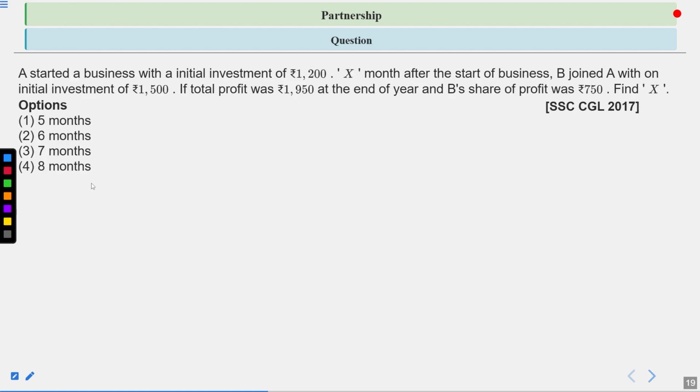A started a business with an initial investment of rupees 1200. X months after the start of business, B joined A with an initial investment of rupees 1500. If total profit was 1950 rupees at the end of the year and B's share of profit was 750 rupees, find the value of X. And this question was asked in the SSC CGL exam 2017. So there are four options. First one is 5 months, second is 6 months, third one is 7 months, and fourth one is 8 months. Now you have 10 seconds to analyze the question. Your time starts now.